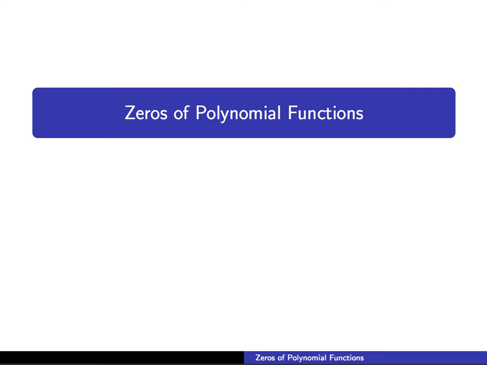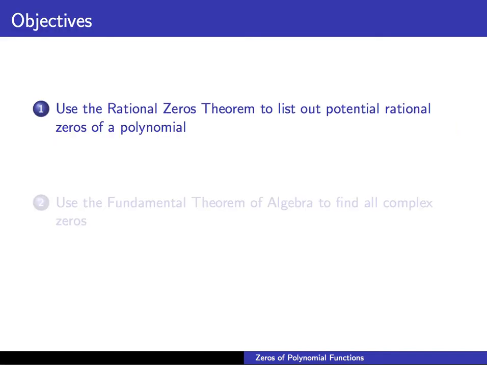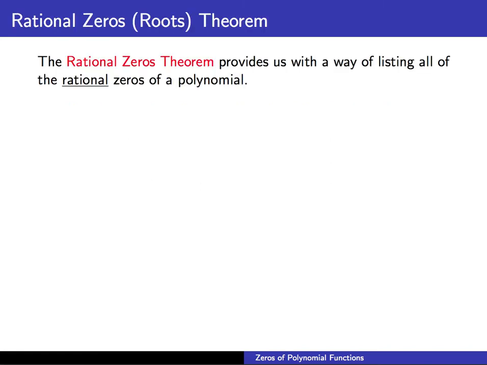Hi, in this video we're going to introduce our section on finding zeros of polynomial functions. And we're going to use what's known as the Rational Zeros Theorem or the Rational Roots Theorem to list out the potential rational zeros of a polynomial. So exciting. The Rational Zeros Theorem, sometimes called the Rational Roots Theorem, is going to provide us with a way of listing all of the rational zeros of a polynomial.